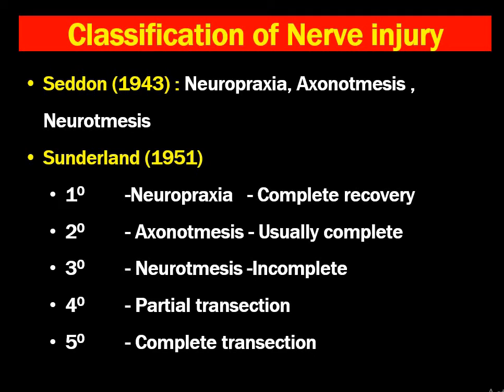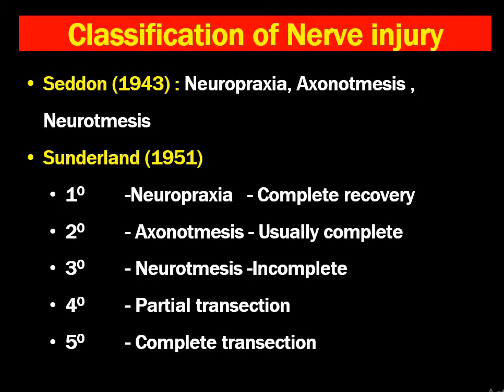First degree is neuropraxia, like Seddon's classification. There is complete recovery of the facial nerve if the patient is treated in time. Second degree is axonotmesis. The axons will be damaged, whereas there is usually complete recovery of the facial nerve. Recovery can be graded using the House-Brackmann classification, which is beyond the scope of today's class.